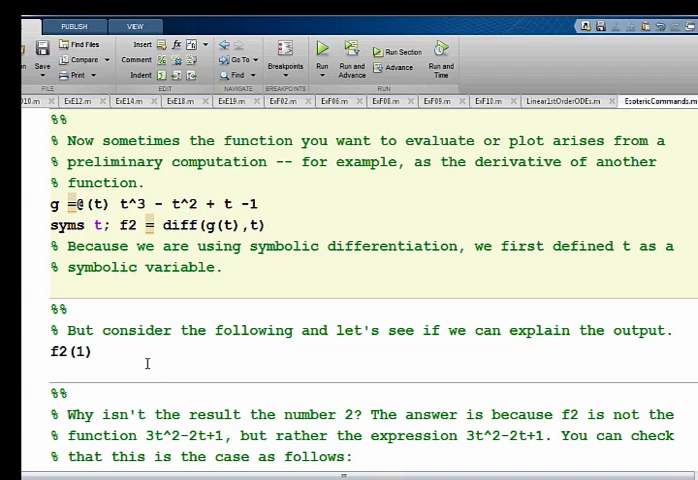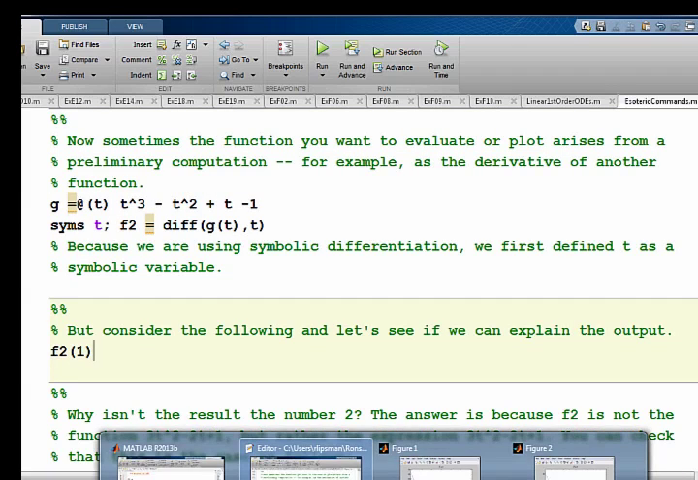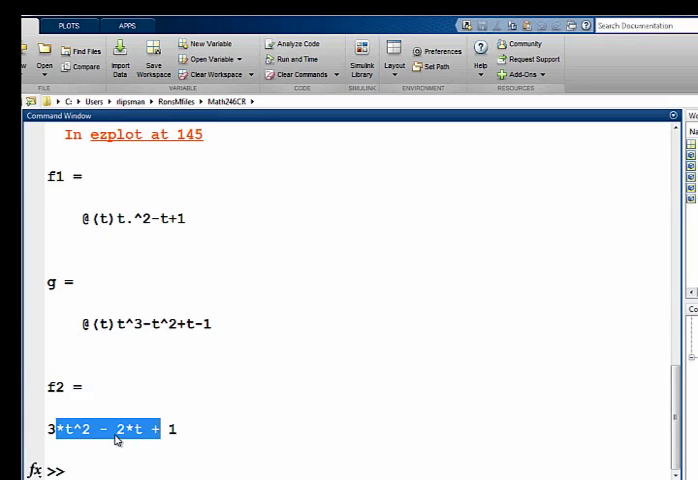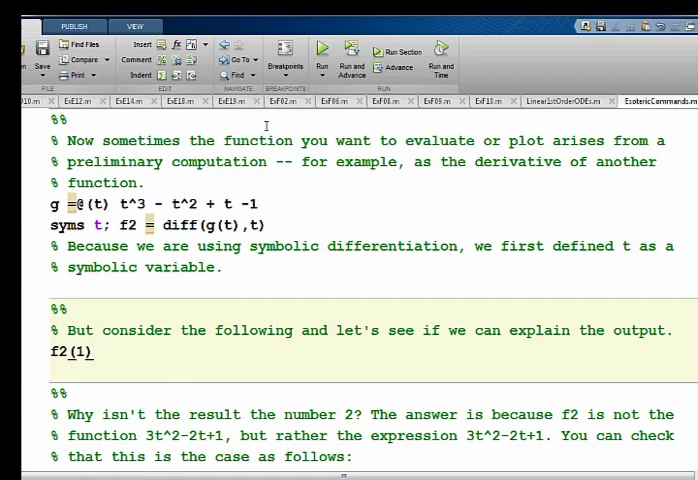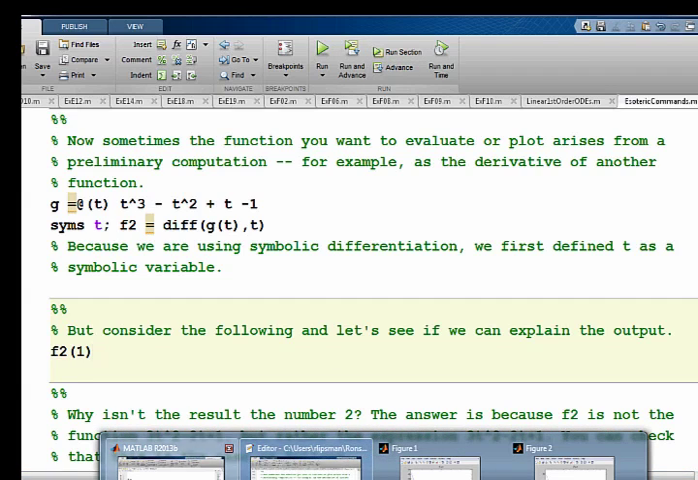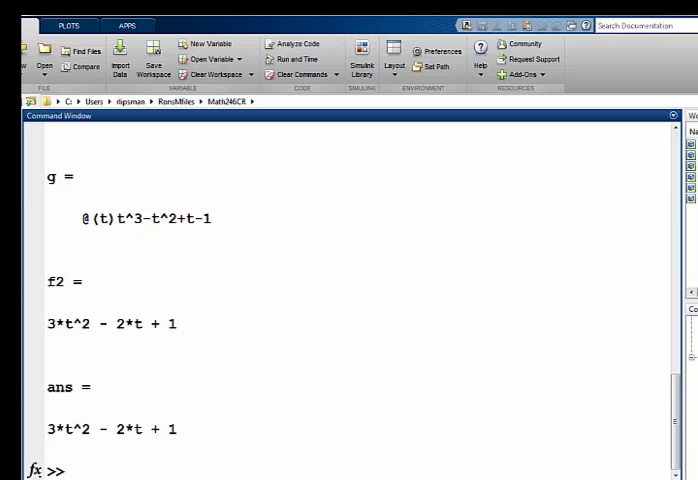Okay, but now let's evaluate that function at 1. If we go back, let's predict what it ought to come out. It's this quadratic. At 1, we should get 3 minus 2 plus 1, so we ought to get 2. Let's see what happens when we evaluate. Run the section, look at the MATLAB window, and what happened? We didn't get the right answer. So why didn't we get the right answer?